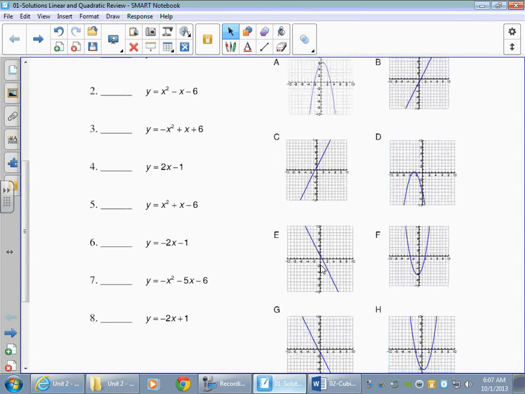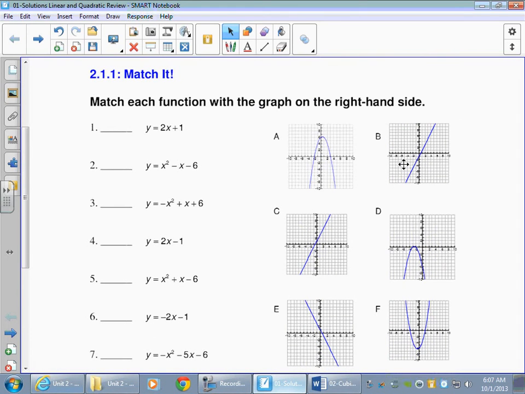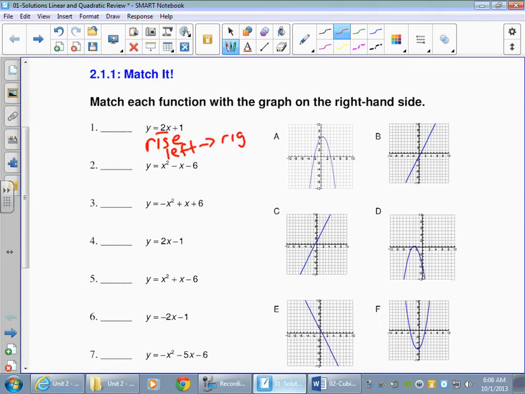And actually those are the only two possibilities. So one of those is the right number. If you remember, that's based on the 2. The 2 tells me it's going to rise as we go from the left to the right. And then the second value, the 1, tells me where it's going to cross the y-axis.